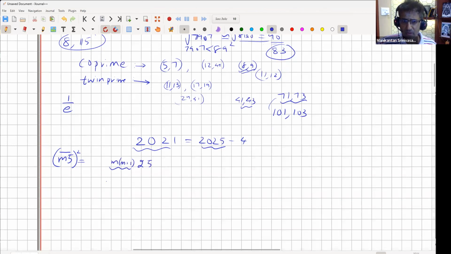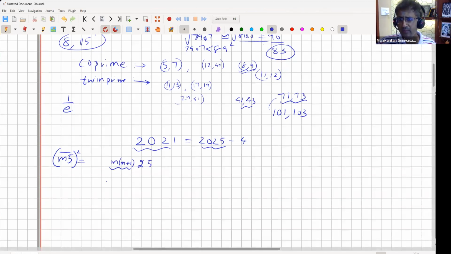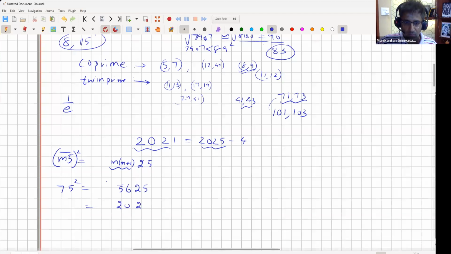Do you know this? Ananya, did you know this one? No? Okay, I'll take an example. For example, 75 squared. I can quickly say it will end in 25, and I just have to put 56 before it. That's 75 squared. Similarly, 2025: the 20 was the product of two consecutive numbers, 4 and 5. That's 45 squared, right? So in general, if I have M5, its square is M into M plus 1 followed by 25.